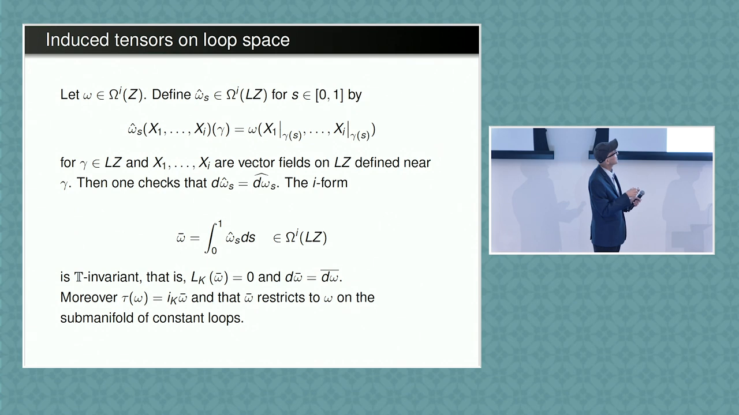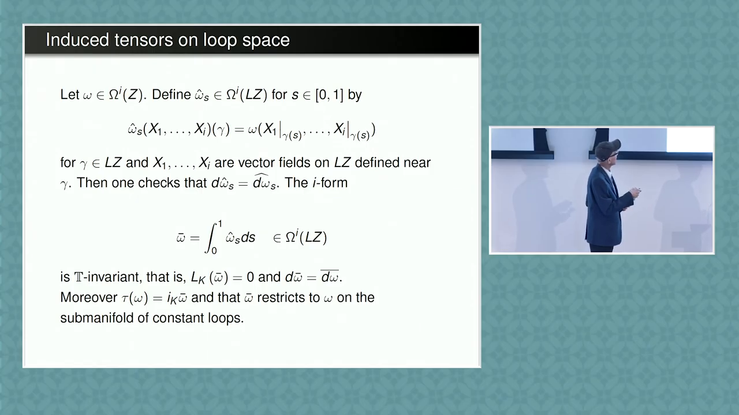And one checks that d of omega hat s is actually d omega hat s. The d comes inside the hat. So the i-form has a slight defect here, that it depends on the parameter s, but this can be fixed by integrating from 0 to 1 omega hat s ds, okay? Then this becomes a differential form of degree i on loop space. So starting with a form on the constant loops, we get a form on loop space in this canonical way. This was used in Bismut's papers a lot when he proved the index theorem using loop space techniques.